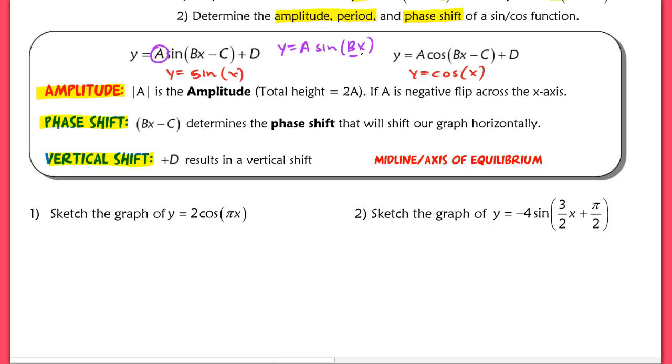So now we've got this different term here, this bx minus c. Okay, so this is going to affect our graph even more. Now, bx minus c here determines a phase shift. So we call it something different. We call this a phase shift, and it shifts our graph horizontally. So everything is affected horizontally by bx minus c. So the b and c combine together to shift our graph horizontally. So let's take a look at what that would look like.